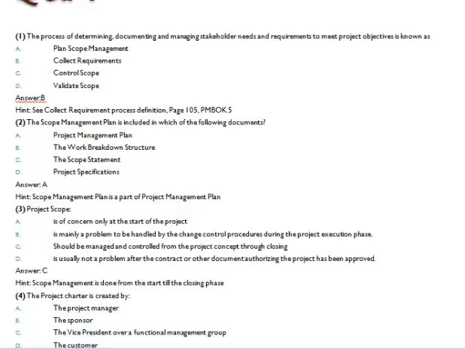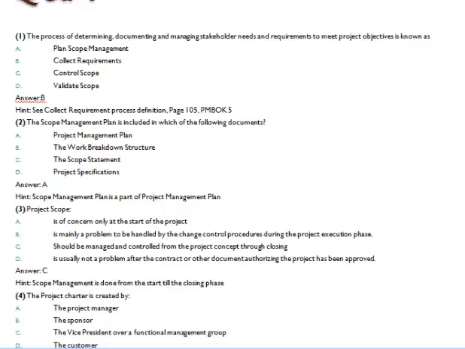Project scope. Now, project scope is of concern only at the start of the project. I don't think so. That's not true, because I need to know my boundaries throughout the project. So it's not only needed at the start of the project. Project scope is mainly a problem to be handled by change control procedures during the project execution phase.